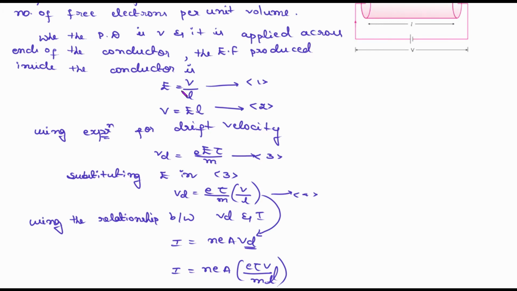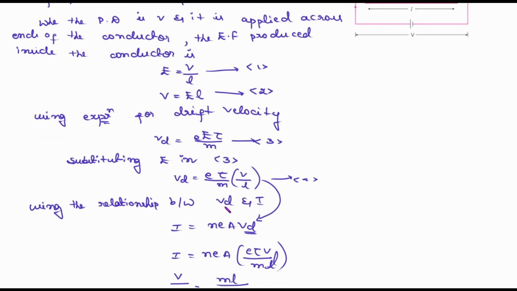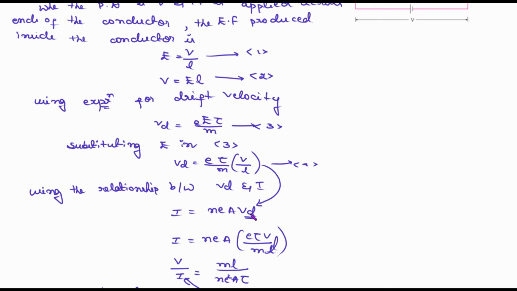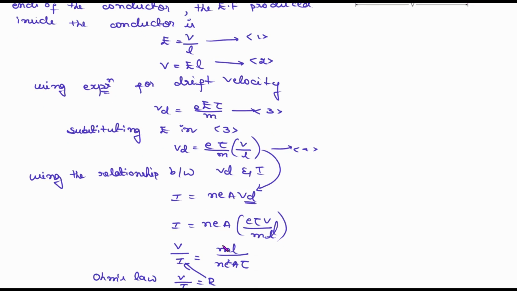Electric field is given by V by L. Then the expression for drift velocity is e tau by m times E. Substitute this value in it. Then you have to write the relationship between VD and current. So this is the expression, and in this, substitute the value of VD and arrange it to get V by I is equal to ML divided by Ne square A tau.